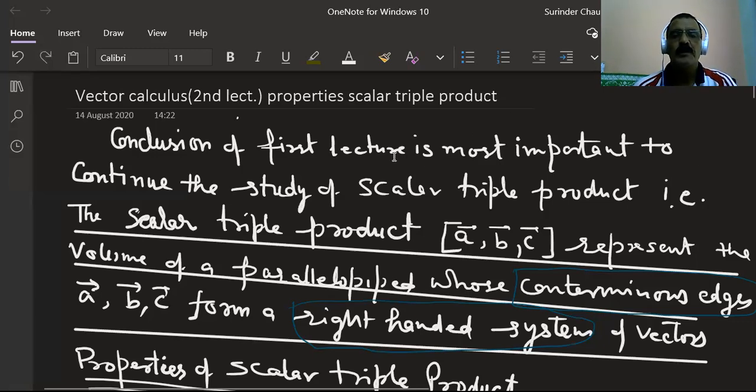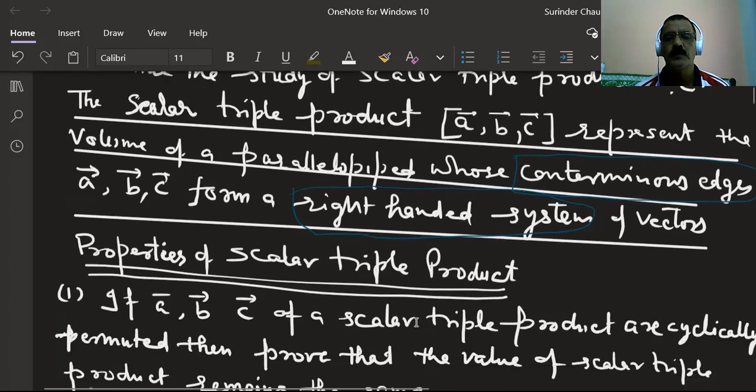So if three vectors are given to us in space, we can find their scalar triple product, or the three vectors will represent a parallelepiped. For that the necessary condition is the three vectors must have a conterminous edge and they form a right-handed system.